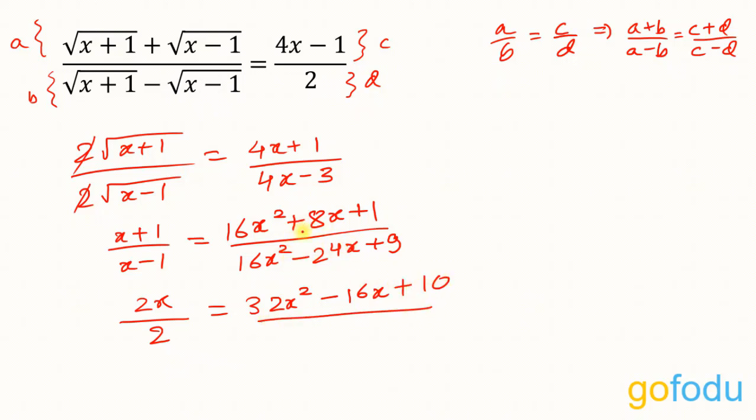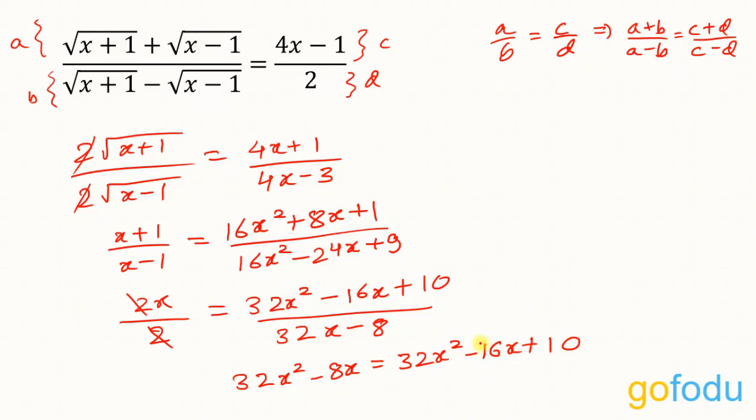Subtract this denominator from the numerator, 16x square will get cancelled. 8x minus of minus 24x is 32x minus 8. 2 and 2 will get cancelled. Now we can cross multiply again. And this would be 32x square minus 8x is equal to 32x square minus 16x plus 10. Okay, x will come out to be 10 upon 8 or 5 upon 4. Okay, next question.